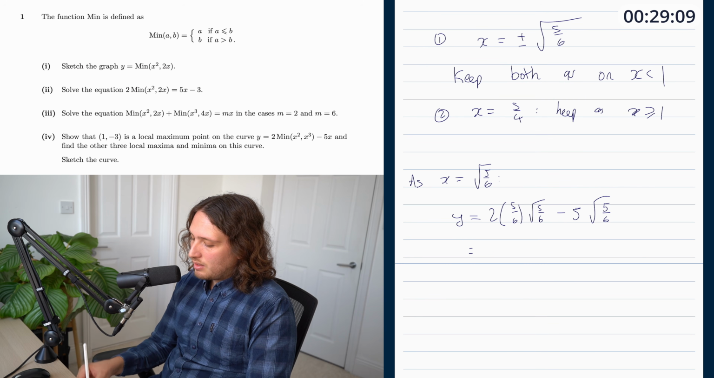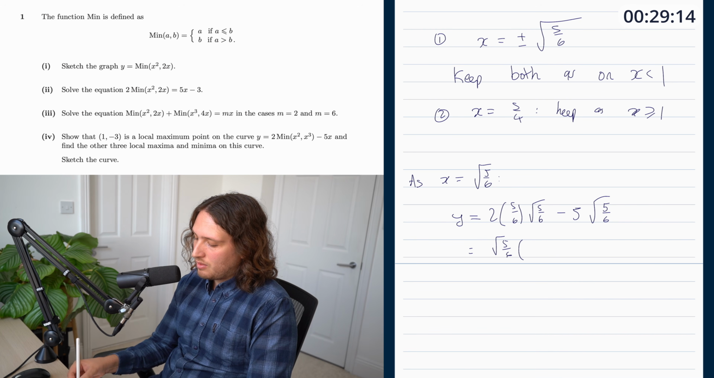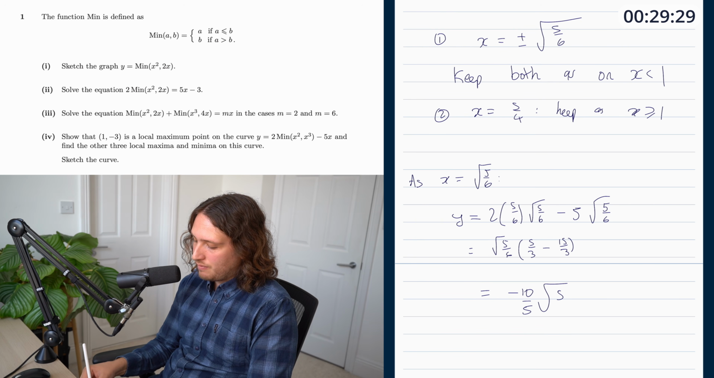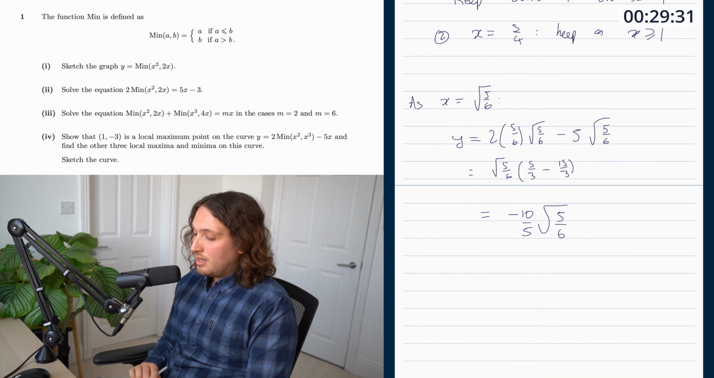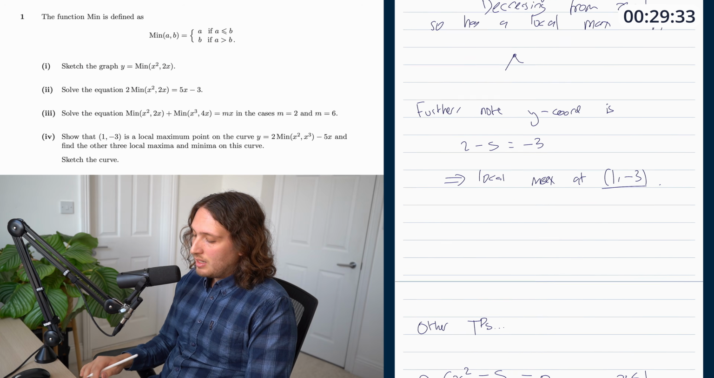So if I factor off a root 5 over 6, I've got 5/3 of them minus 5 of them. But what is 5? 5 is 15/3. So I get minus 10/3 root 5 over 6. Okay, awesome.